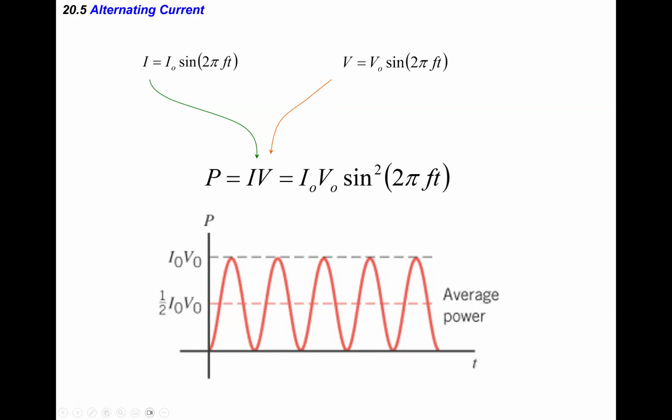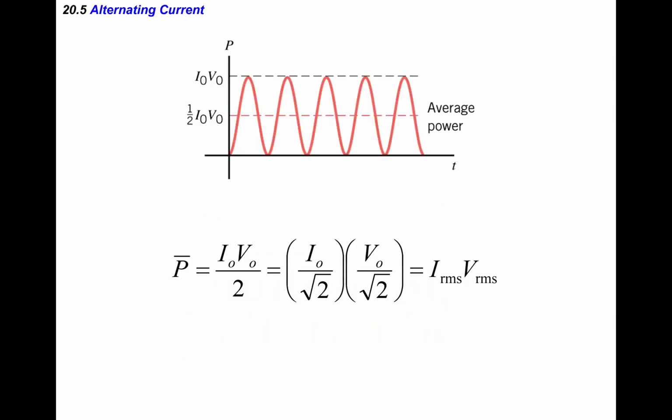So you have this square here, and if you square the sine function, you are going to get a graph like that. For our power you have minimal and maximal, and our average is in the middle, so the average, the dashed red line, is 1/2 I0 V0.